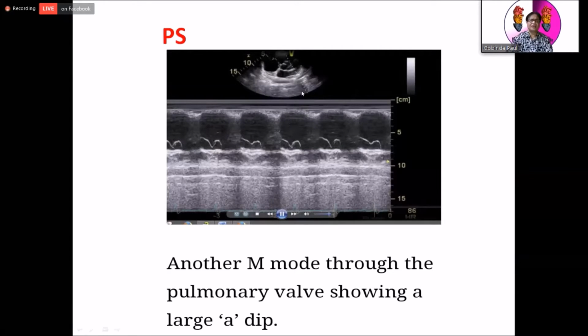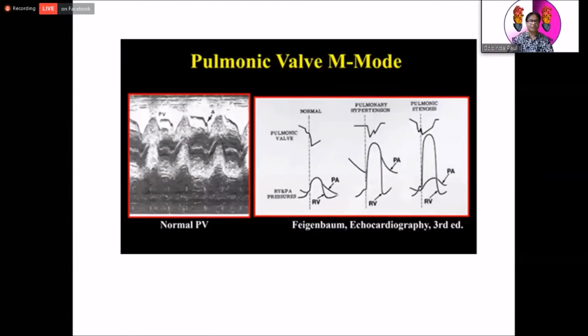Because of pulmonary stenosis, there is a normal pulmonary diastolic pressure, and right atrial contraction produces the A wave, and for that reason the A wave is clearly visible in pulmonary stenosis. Here the normal pulmonary valve. It is taken from the third edition of Feigenbaum's Echocardiography.